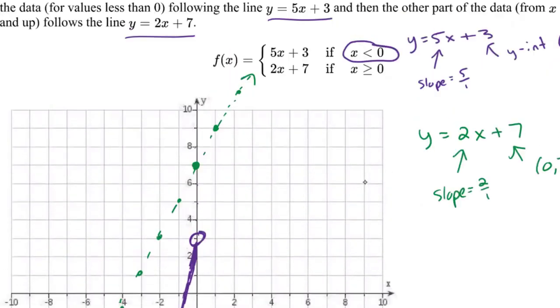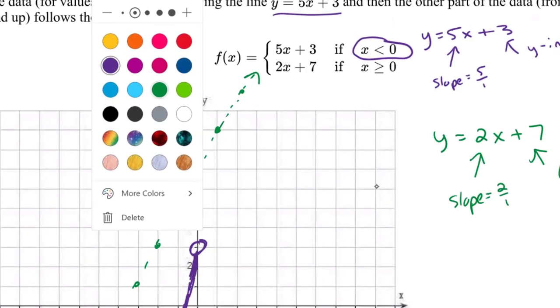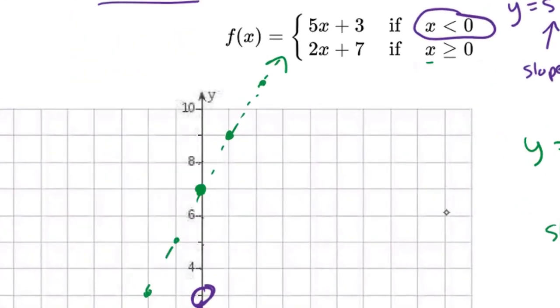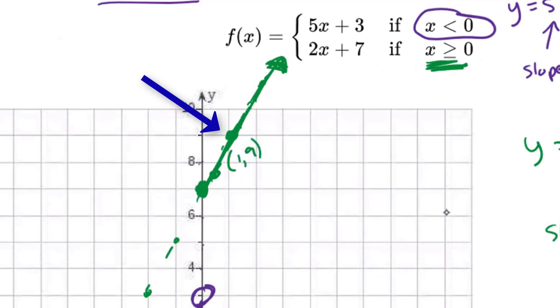And then let's go to the green one now. You want to color in where it's active. It's active for x greater than or equal to 0. So it's going to start right here at that y-intercept, and it's the values where x is positive. All these points in here have x's that are positive. Like this point right here, that's (1, 9), so that's a positive 1. You have positive x values everywhere along this direction.